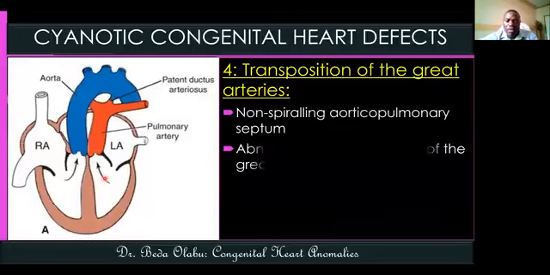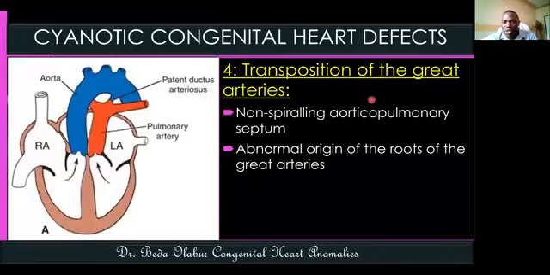As Tony has told us, we have abnormal origin of the roots of the great arteries, the great arteries in this case being the ascending aorta and the main pulmonary trunk. They have abnormal origin, as you can see here. The ascending aorta is from the right ventricle instead of the left, and the main pulmonary artery is from the left ventricle instead of the right. That's why we call it transposition of the great arteries.